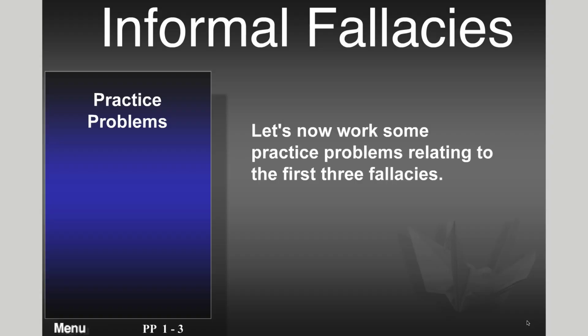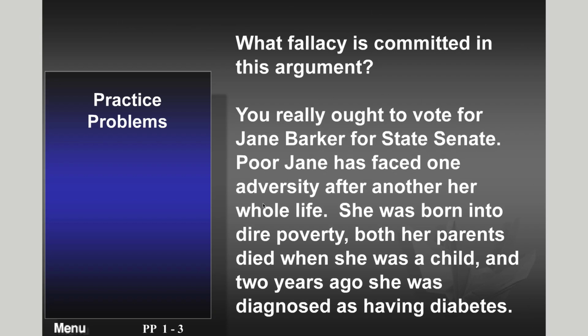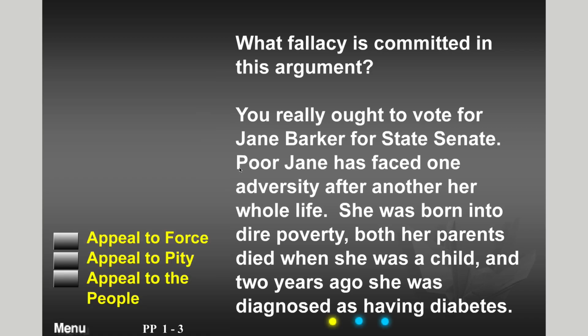So now we get some practice problems relating to the first three fallacies. You really ought to vote for Jane Barker for state senate. Poor Jane has faced one adversity after another her whole life. She was born into dire poverty. Both her parents died when she was a child, and 2 years ago she was diagnosed as having diabetes. Now, which fallacy is being committed here?